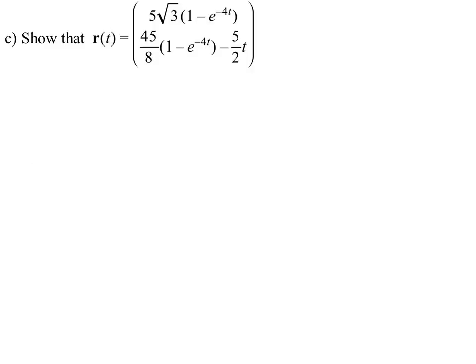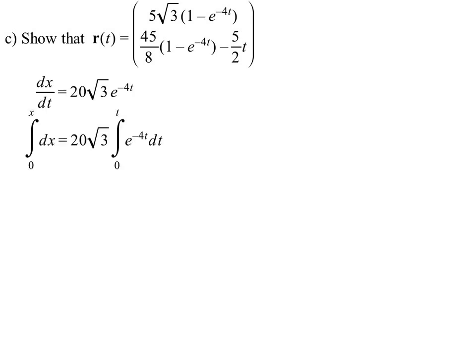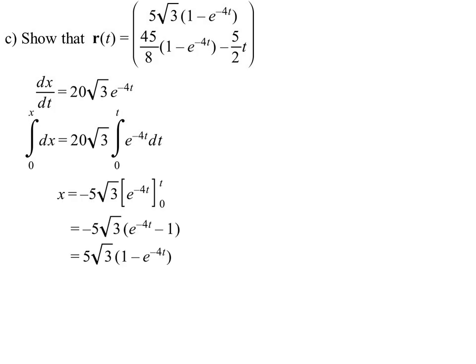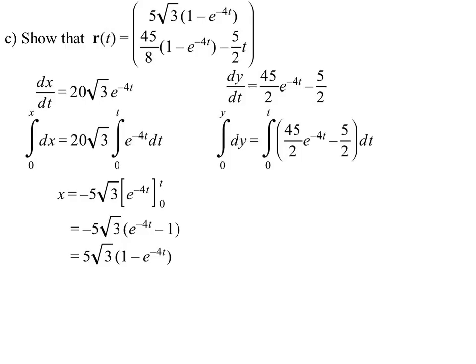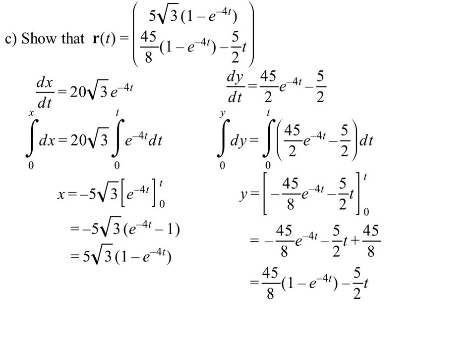Now they want us to show the displacement vector, so basically we're going to do the same thing. We'll just go through and integrate again. So there's dx by dt, separate out the variables, and there's our x component. Then dy by dt, separate out the variables, and there's our y component that they're looking for.